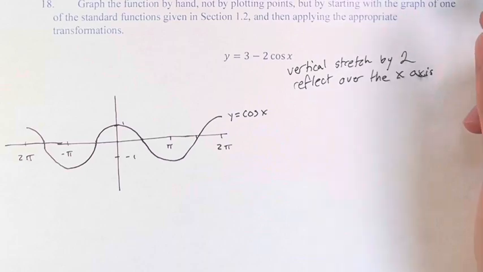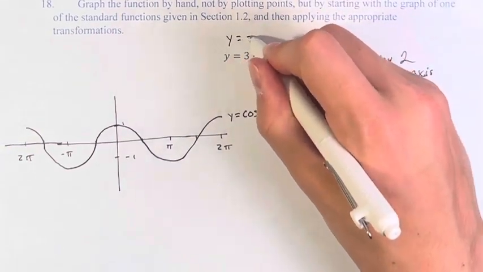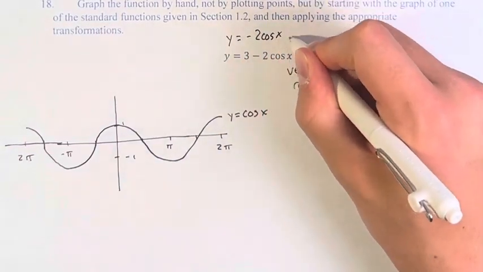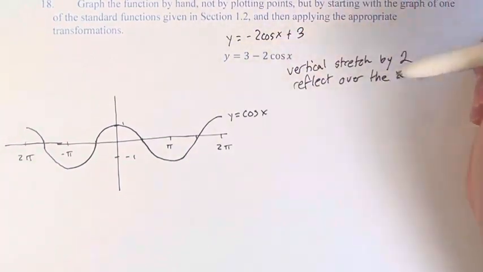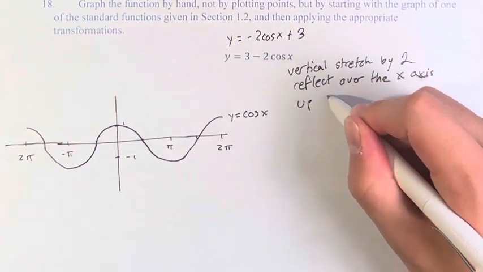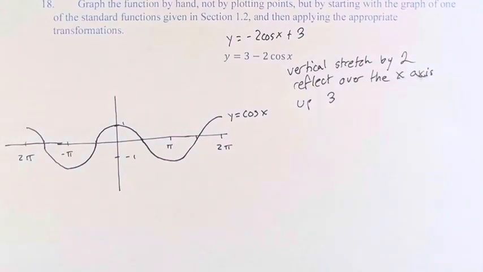And then we're adding 3 at the end, right? So if we write this as y equals negative 2 cosine x plus 3, because that reflects the order in which you're going to be doing things, we have to go up 3 units. So I'm going to write these in pencil for the intermediate steps.